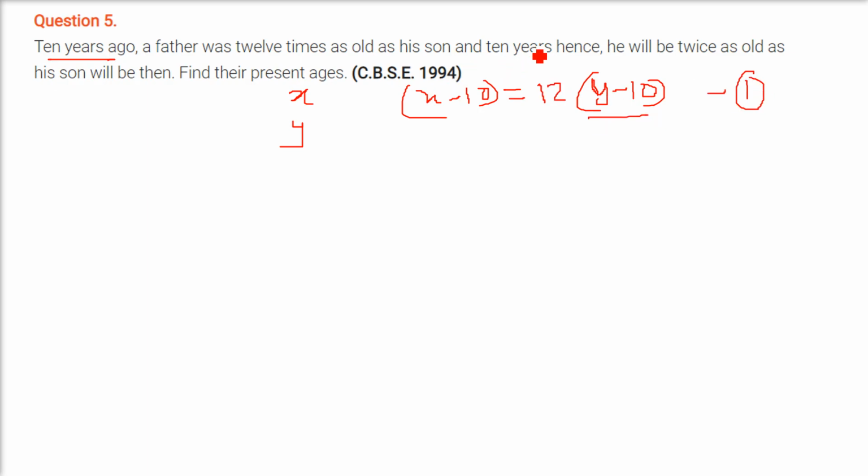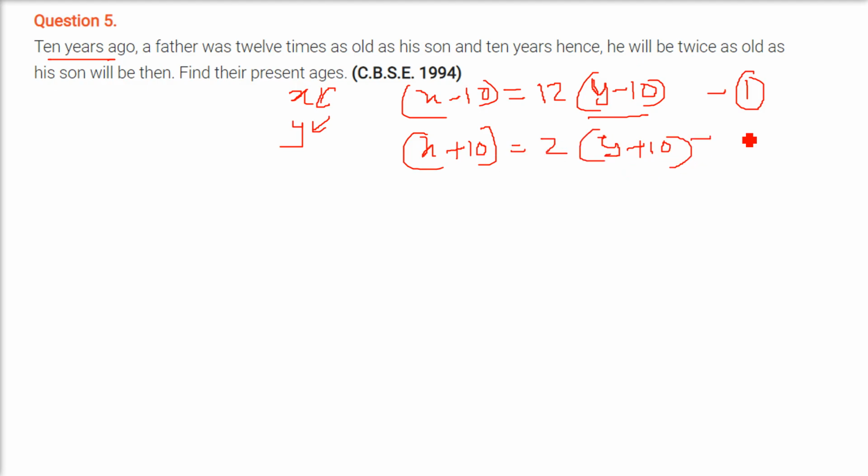Then 10 years hence means after 10 years, we have to add. x and y are the present age of the father and the son. Now after 10 years, we add 10 to x and we add 10 to y. After 10 years, he will be twice as old, that is, he will be twice as old as his son.